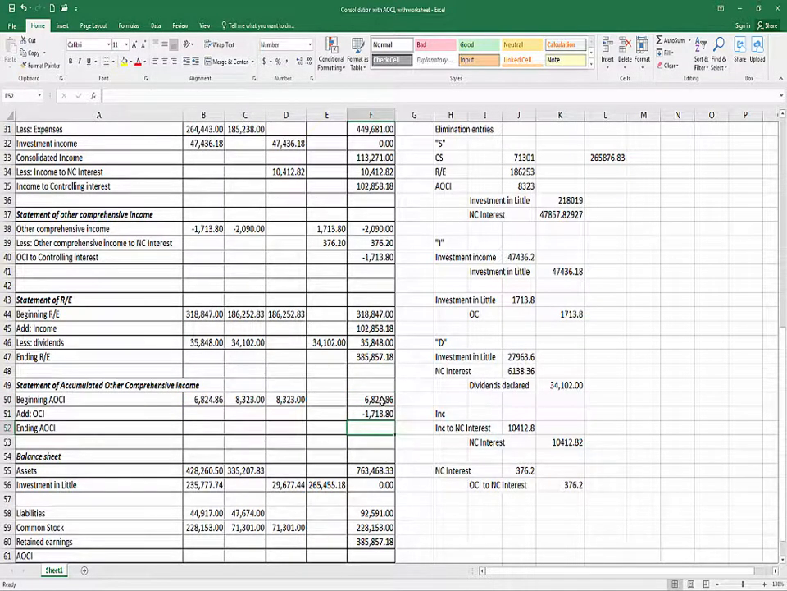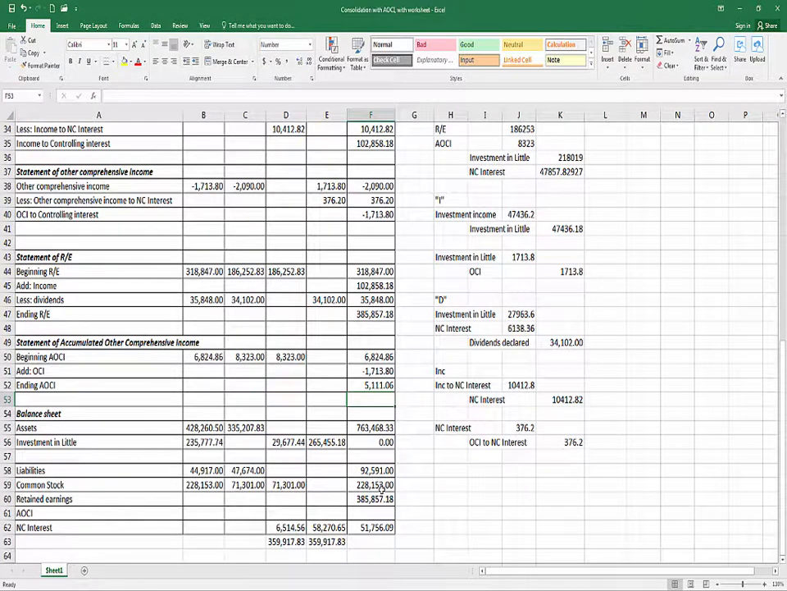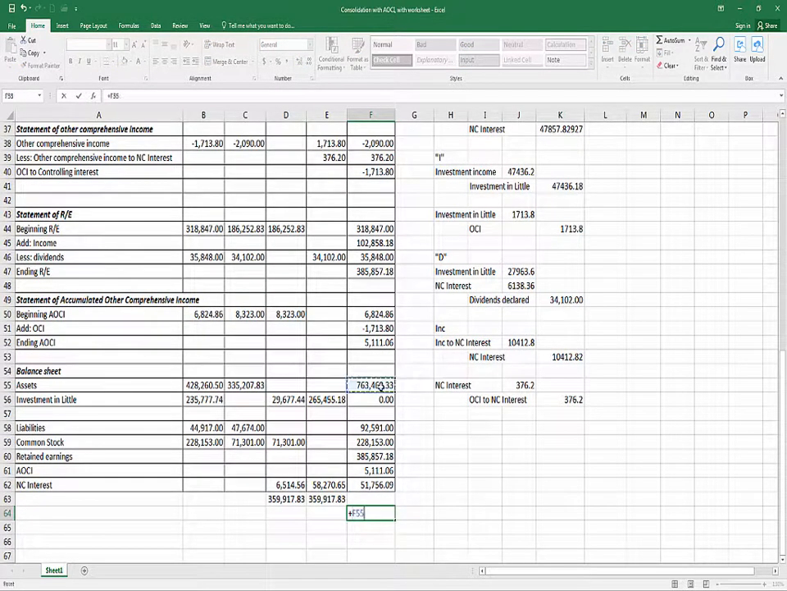AOCI, and again, this is prepared from the parent company's perspective, so the beginning AOCI was 6824.86. We're cutting that down by 1700, so the ending AOCI is 5111.06, and that goes to our balance sheet as ending accumulated other comprehensive income. And just to put the finishing touches on this, we'd say our total debits are that, our total credits are that, plus that, plus that, plus that, plus that, and God willing, look at that, they balance.